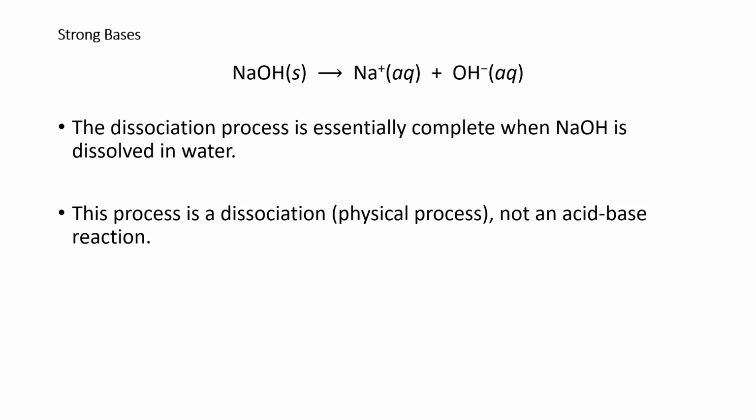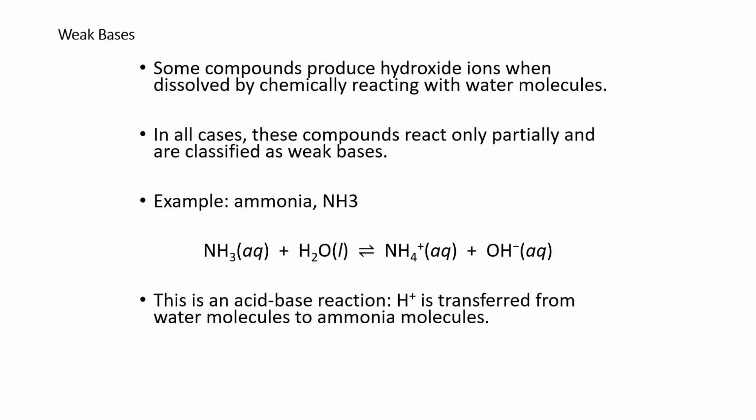The dissociation process is essentially complete when NaOH is dissolved in water. This process is a dissociation, a physical process, and not an acid-base reaction. Some compounds produce hydroxide ions when dissolved by chemically reacting with water molecules. In all cases, these compounds react only partially and are classified as weak bases. An example is ammonia. This is an acid-base reaction. Hydrogen is transferred from water molecules to ammonia molecules.